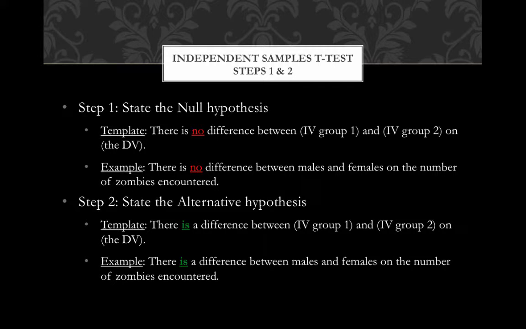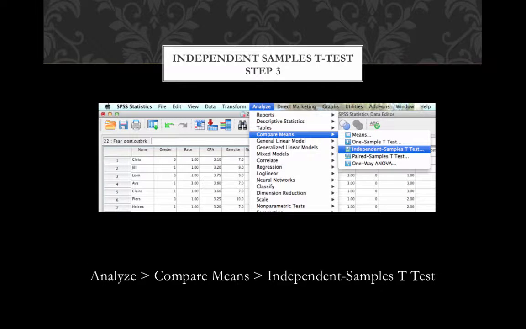So now we've completed steps 1 and 2 of our 5-step process. Step 3 is actually obtaining and calculating our test statistic. In this case, we're not going to hand calculate it. We're going to save that for next week. This week, we're just going to learn how to get our test statistic through SPSS. So let's go ahead and go to SPSS to run our independent samples t-test analysis.